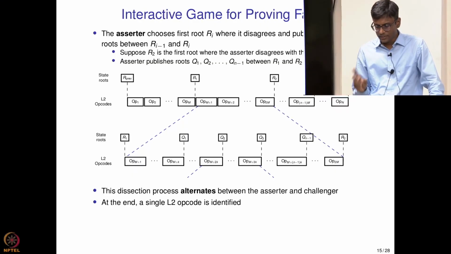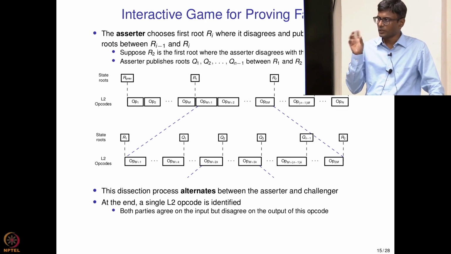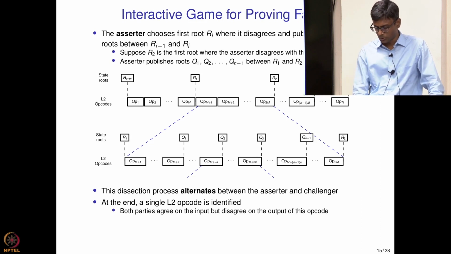And it alternates between the challenger and the asserter, because this publishing of state roots is happening on layer 1. So whoever publishes has to actually pay the layer 1 fees, so that is expensive. If you only had one party to do that, then that would not be fair. So you have this alternating between the challenger and the asserter. At the end, a single layer 2 opcode is identified, and both parties will agree on the input to this opcode, but they disagree on the output.